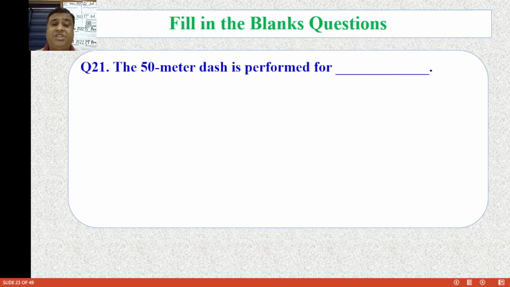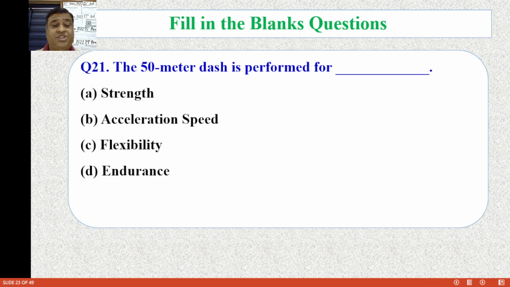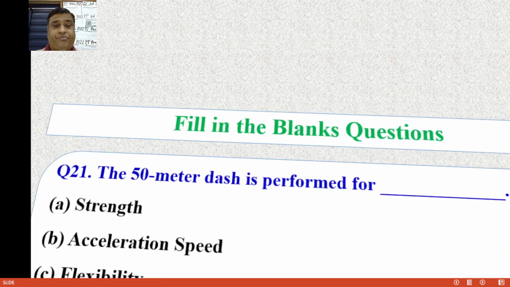Now the next part of my session is fill in the blanks. Question number 21. The 50-meter dash is performed for strength, acceleration speed, flexibility, or endurance. The correct answer is B, acceleration speed.